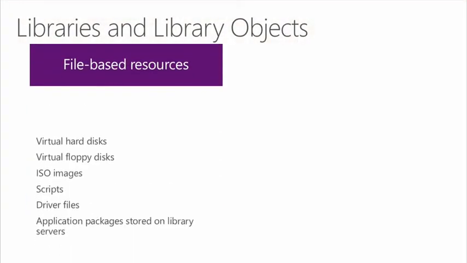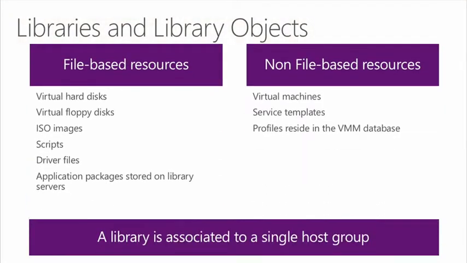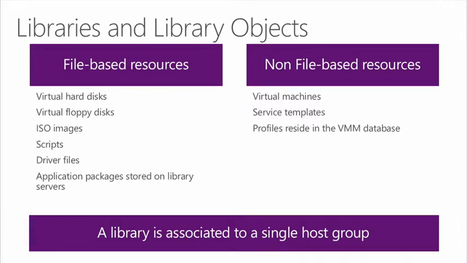All right, we also have that library, and there are some things you have to consider about the library. What the library does is store file-based resources. It stores your virtual machine hard disk files, your VHD or VHDX files. It stores your virtual floppy disks, your ISO images, all the different scripts, whether you're using them for deploying virtual machines or for deploying bare metal servers, and your driver files for that bare metal deployment, as well as your application Server App-V packages, your MS Deploy packages, and your SQL DAC packs.